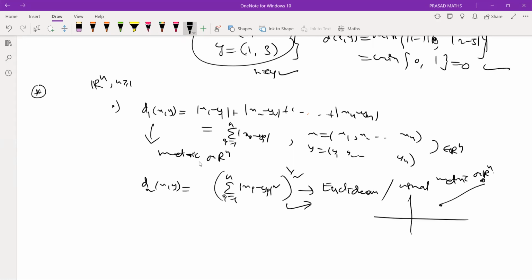So I don't want to prove it. d2 of x comma y is nothing but the distance between two points. Suppose you take x1, x2 and y1, y2. What is the usual distance? Under root of (x1 minus y1) whole square plus (x2 minus y2) whole square. Similarly, we can extend this idea to n dimensions. So d2 of x comma y is the distance between two points. So this is always a metric. This is the L2 metric.